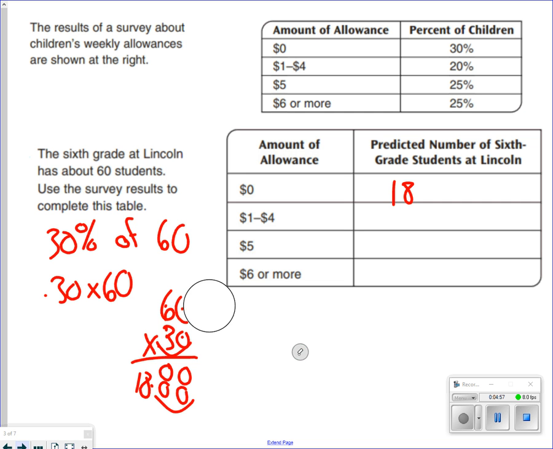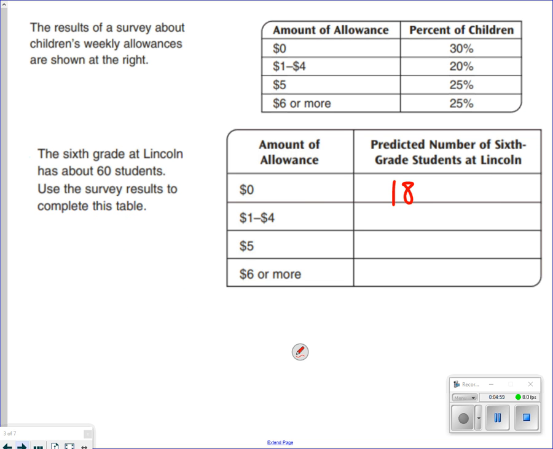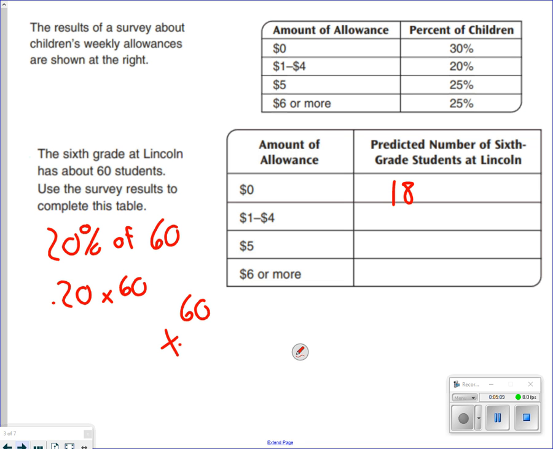Let's move on. What is 20% of 60? Well, this will be 0.20 times 60. Putting 60 on top times 0.20. 0 times 0 is 0, 0 times 6 is 0. Place value holder. 2 times 0 is 0, 2 times 6 is 12. Add these up, 1,200. But I have two numbers after the decimal. My answer is 12.